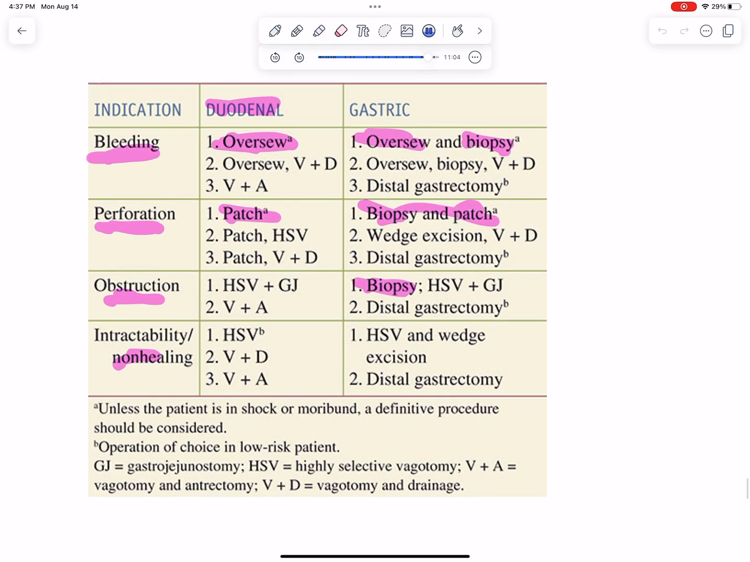A few more tidbits of information. What do we treat H. pylori with? It's PPI and bismuth, metronidazole, tetracycline. And just to review, the indications for surgery for gastric ulcer are intractability, hemorrhage, obstruction, and perforation. The indications for surgery for duodenal ulcers are intractability, hemorrhage, obstruction, and perforation. The artery that could be involved in duodenal ulcers is the gastroduodenal artery.